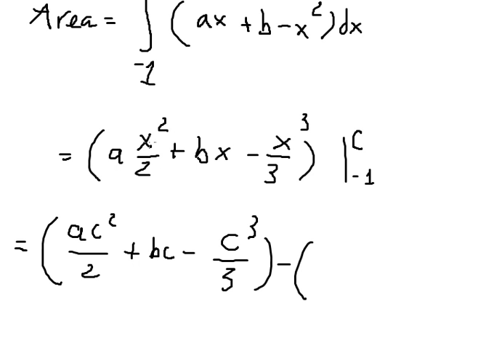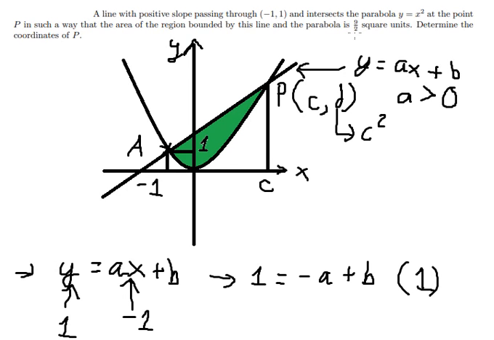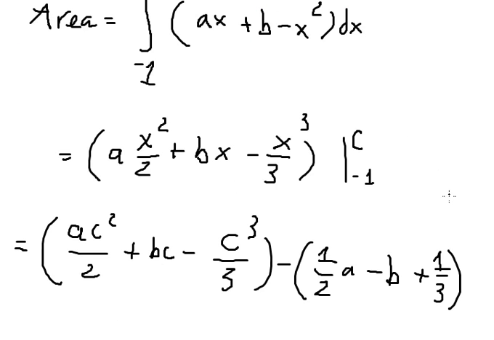Negative 1 with the power 2 in here. That is an even power. So we have 1 over 2 a. Negative b we put in here. You get negative b. Negative with the odd power, so you get negative 1. Negative 1 with negative, you get positive 1 over 3. And the area we are given is 9 over 2.